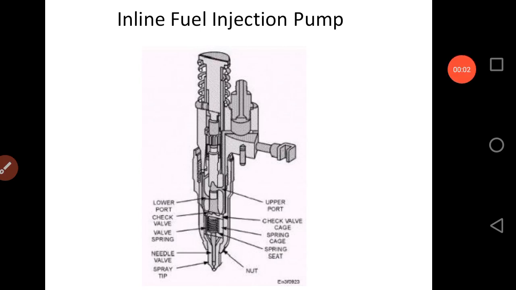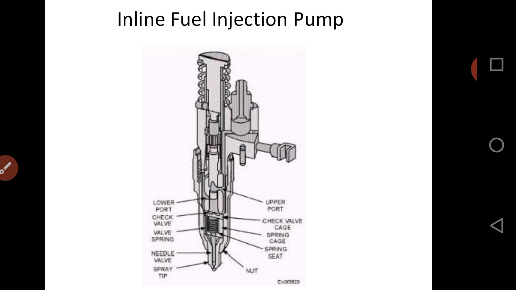Good morning, students. Today we are going to discuss the inline fuel injection pump. The inline fuel injection pump is one of the parts of the fuel injection system, because for combustion of the fuel we have to prepare the air-fuel mixture, and for that, after compression of the air, we have to inject the fuel into the engine cylinder, so that combustion of fuel will occur after proper mixing of air and fuel.